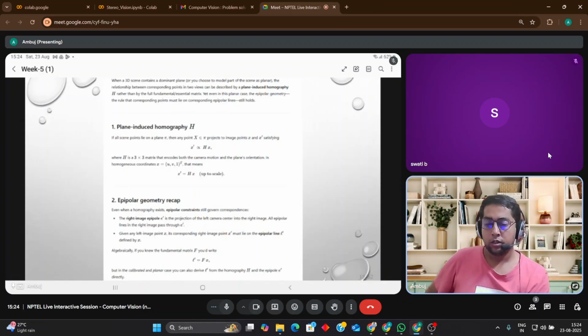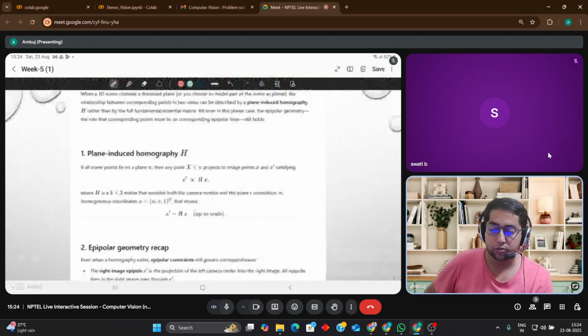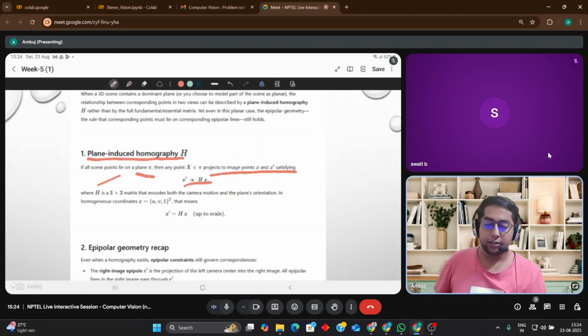When a 3D scene contains a dominant plane, you see the relationship of corresponding points, the plane-induced homography. The theory part I have mentioned here. If all scene points lie on the plane pi, then for any point x belonging to pi, you project the image points x and x dash, satisfying x dash directly proportional to Hx, where H is a 3 by 3 matrix. And you scale it up: x dash equal to Hx.